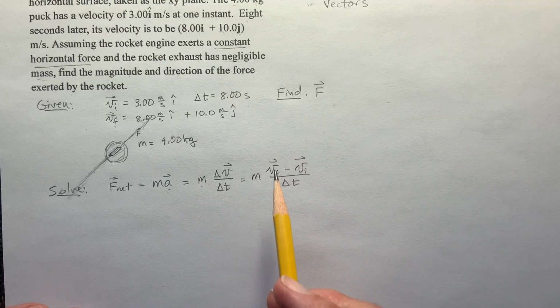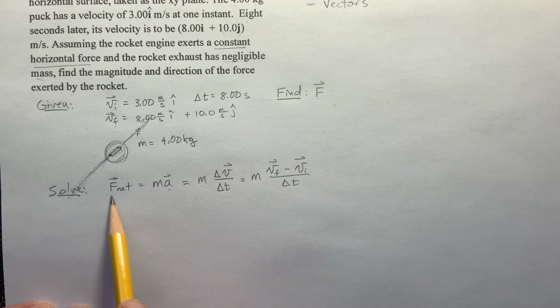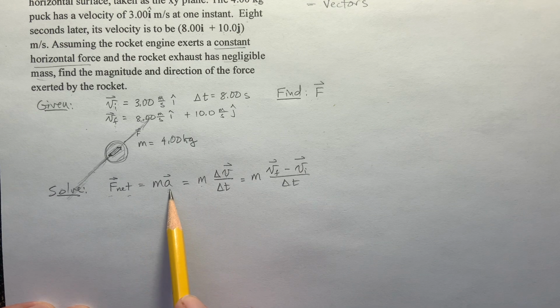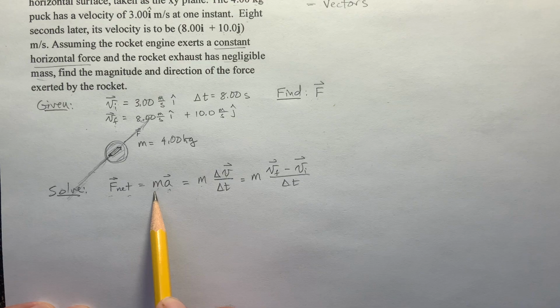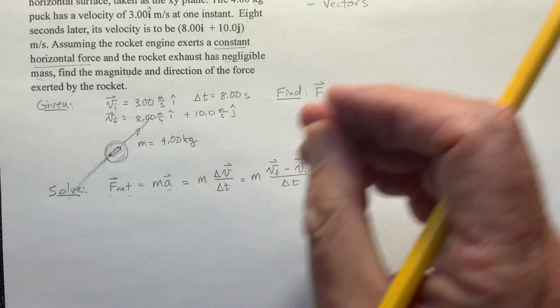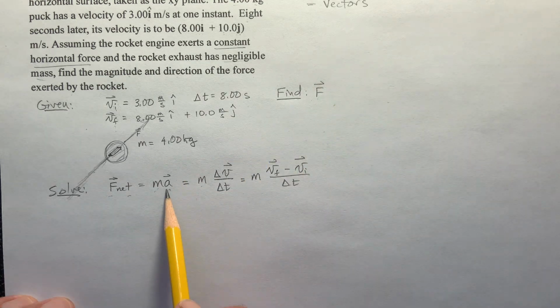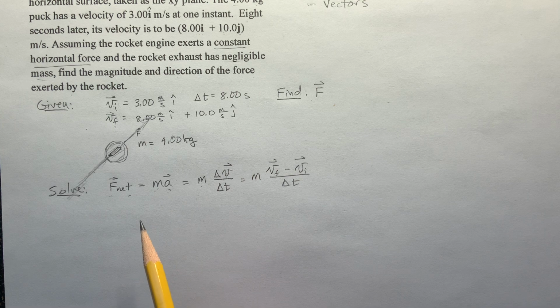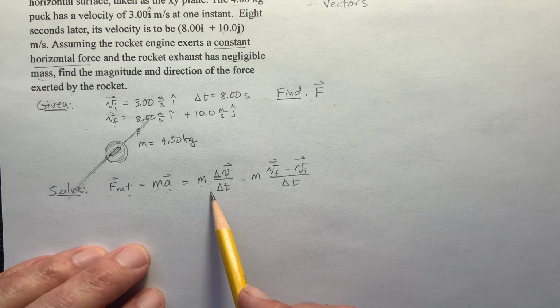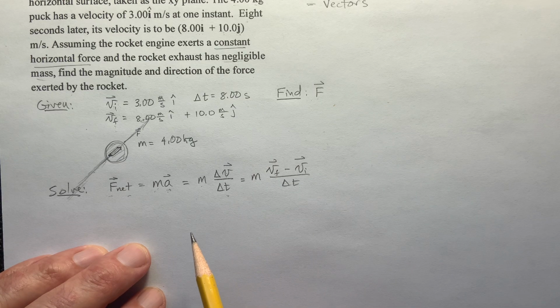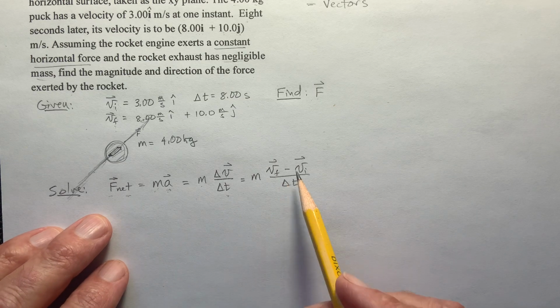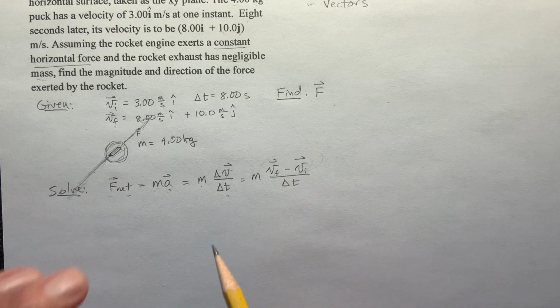Now, one thing, force is a vector, acceleration is a vector, mass is a scalar. It just scales or changes the magnitude of this vector, and also changes it from meters per second squared to newtons. And also time is also a scalar. So the direction of this net force we get from the direction that we get from the change in velocity vector.